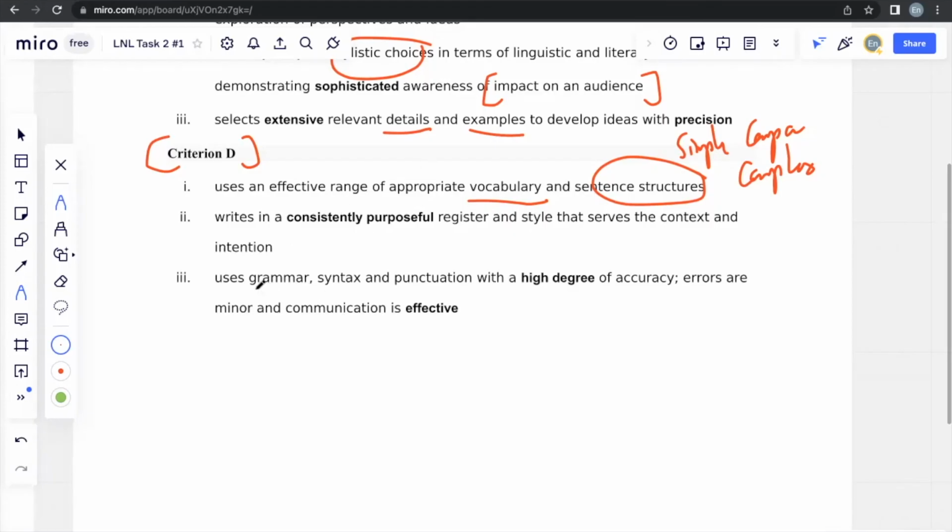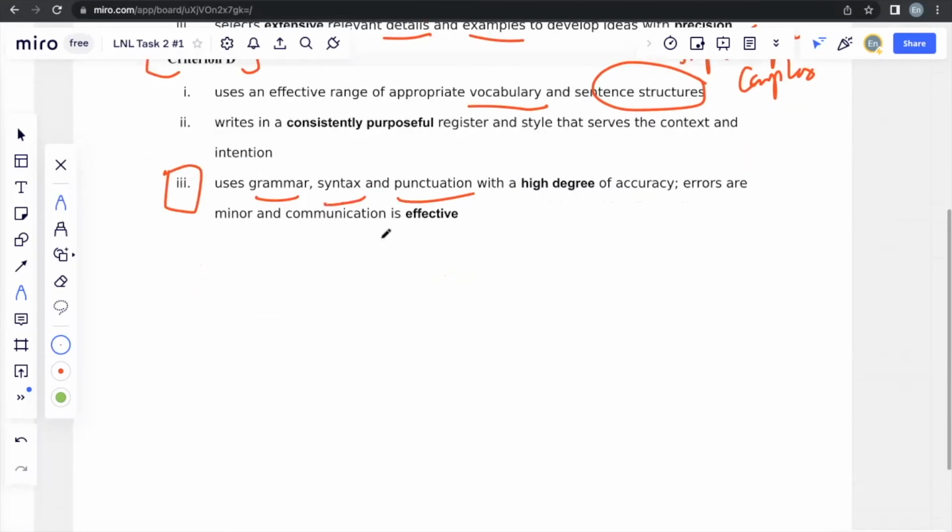And lastly, uses grammar, syntax, and punctuation with a high degree of accuracy. Errors are minimal and communication is effective. And this is the strand that most students find hard to score, including me. This is mostly because there's a time limit no matter what. It's not easy to notice some grammar and spelling errors.